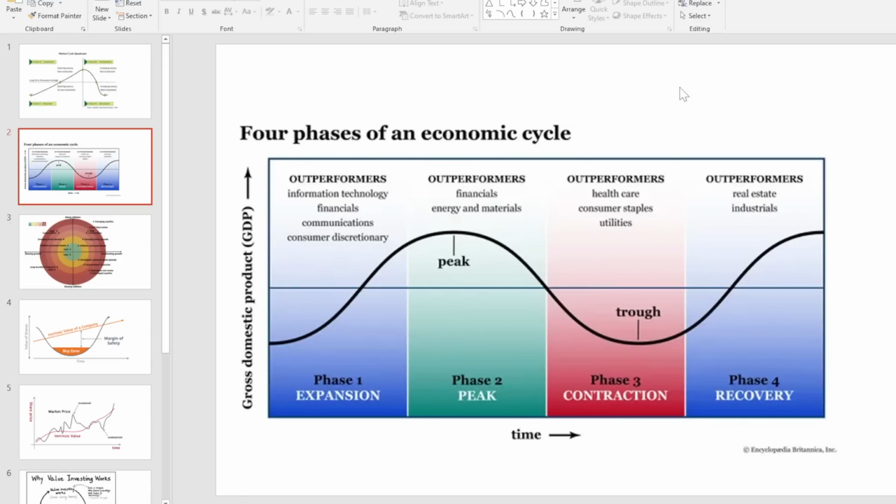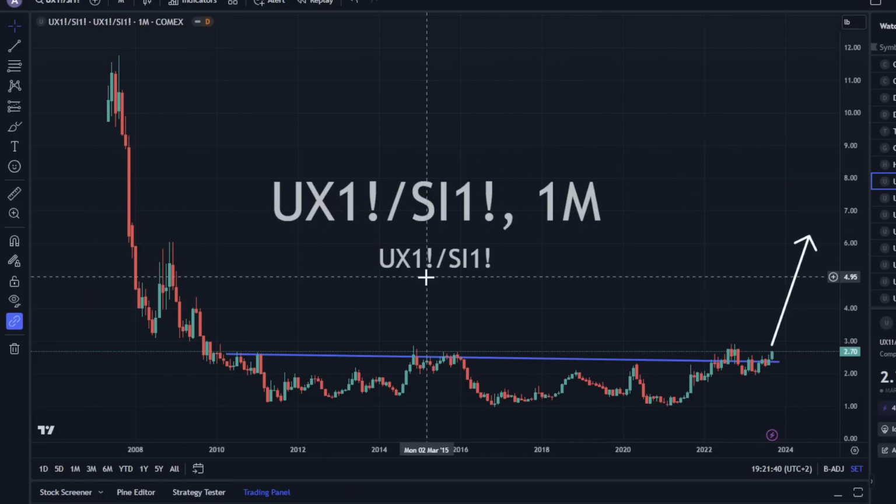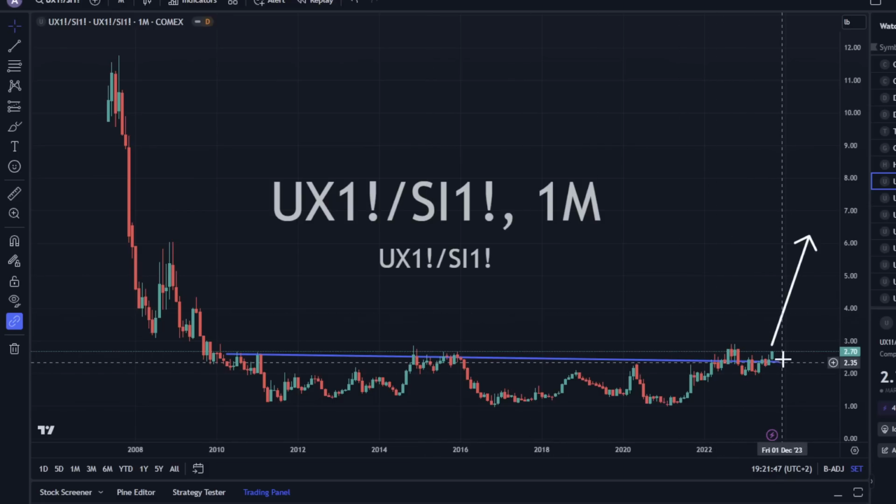How can I make that claim? Well, the way that I can make that claim is that uranium is about to outperform just about everything. And energy, which includes uranium, is about to outperform everything.